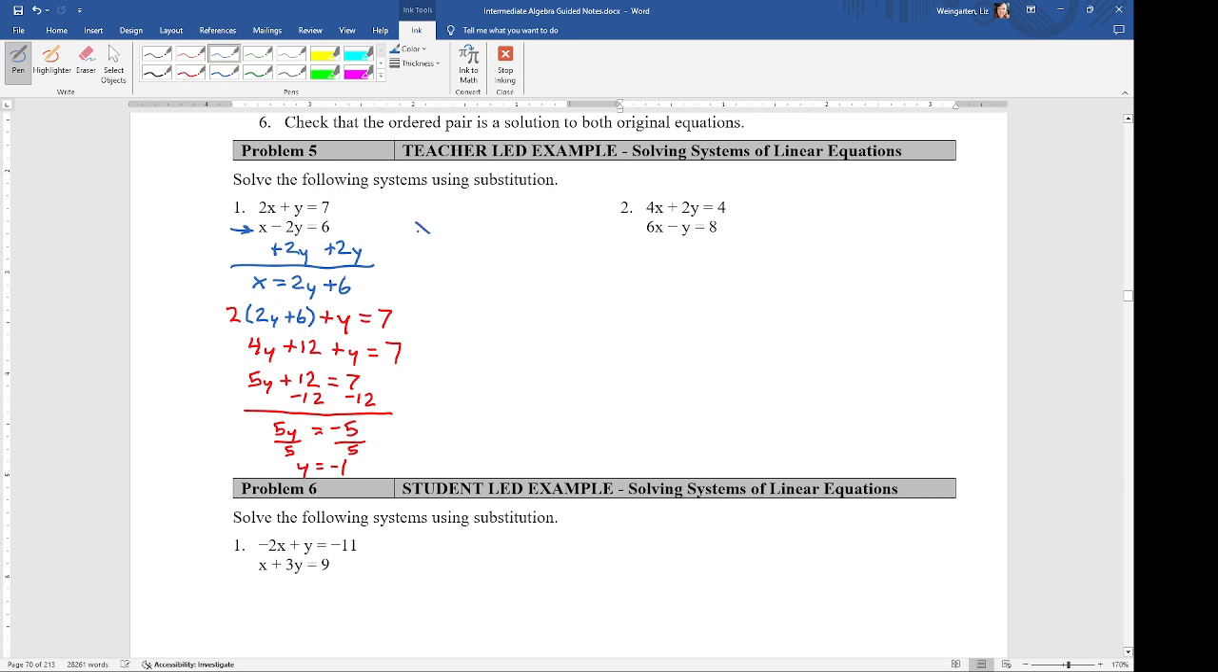So I have x minus 2 times, and now my y has turned into a negative 1. Minus 2 times a negative 1 is going to turn into x plus 2. Subtract 2 from both sides, and we get x equals 4. So the solution to this system is 4, negative 1.